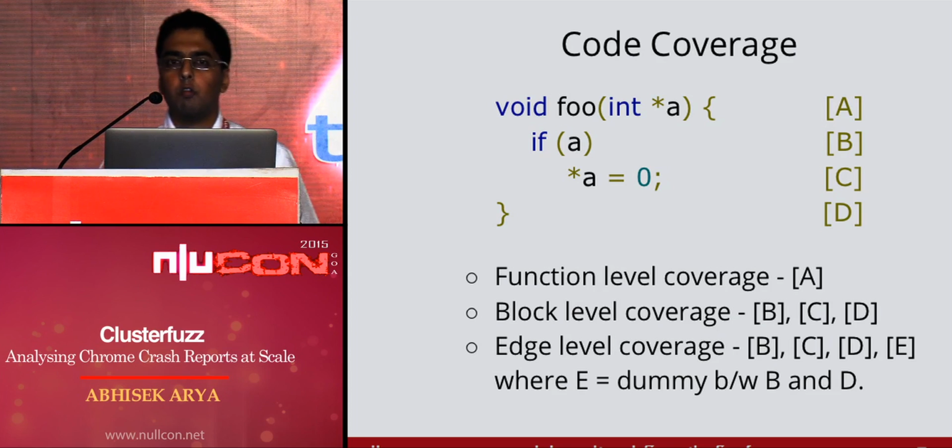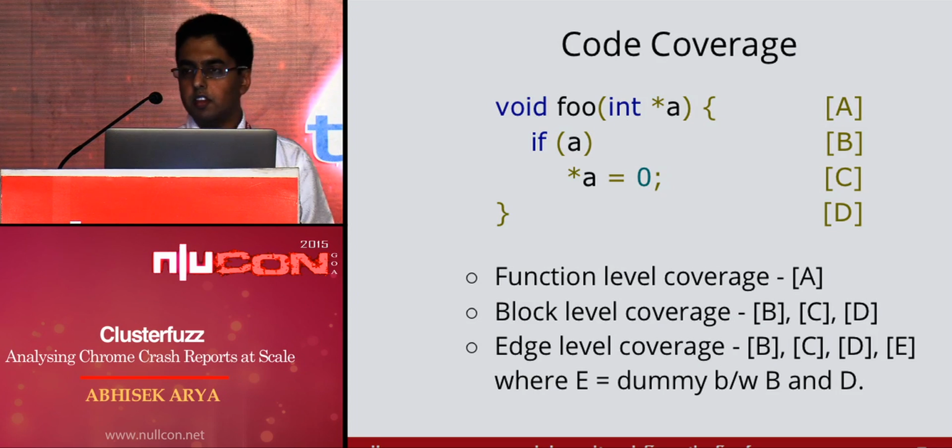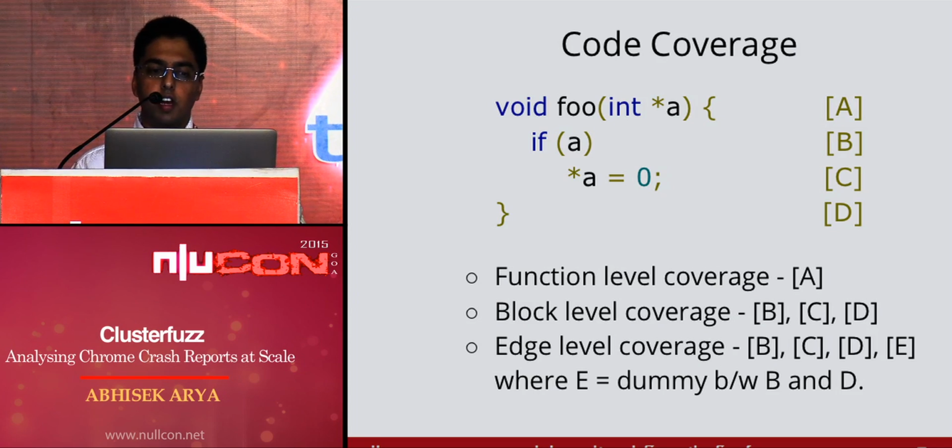For folks who don't know what basic blocks are, those are the smallest code entities which have a single entry and exit point. So in this code, as you can see, the blocks covered are B, C, and D. And then there is another set of coverage which is even more awesome than block level coverage, which is edge level coverage. What it gives is the transition between these basic blocks. So if in this case you want to check whether you are really covering both the null and non-null cases of the integer pointer, you need edge level coverage.